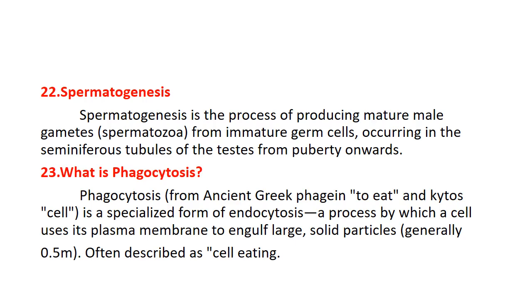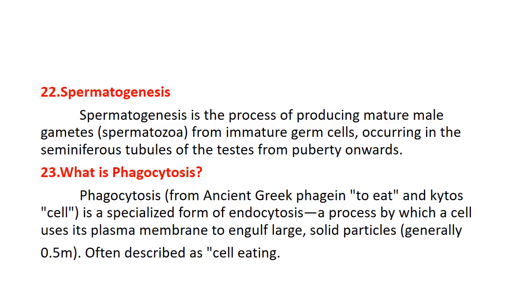What is spermatogenesis? Spermatogenesis is the process of producing mature male gametes, that is spermatozoa, from immature germ cells, occurring in the seminiferous tubules of the testes from puberty onwards.